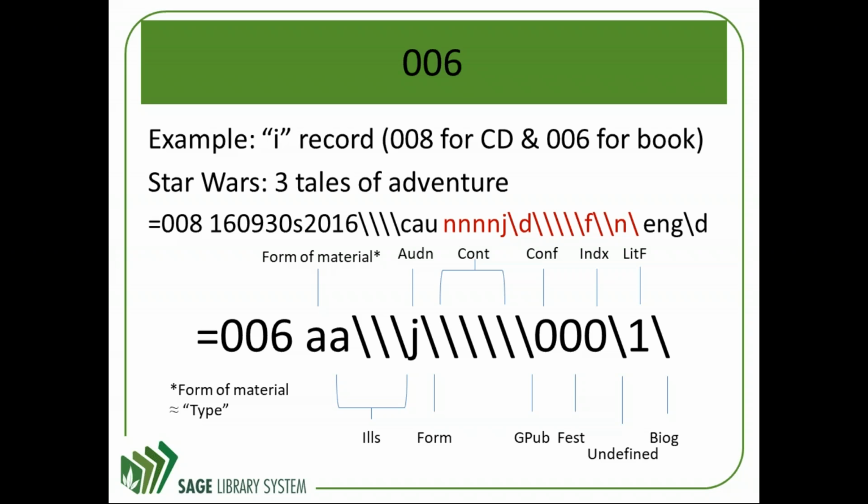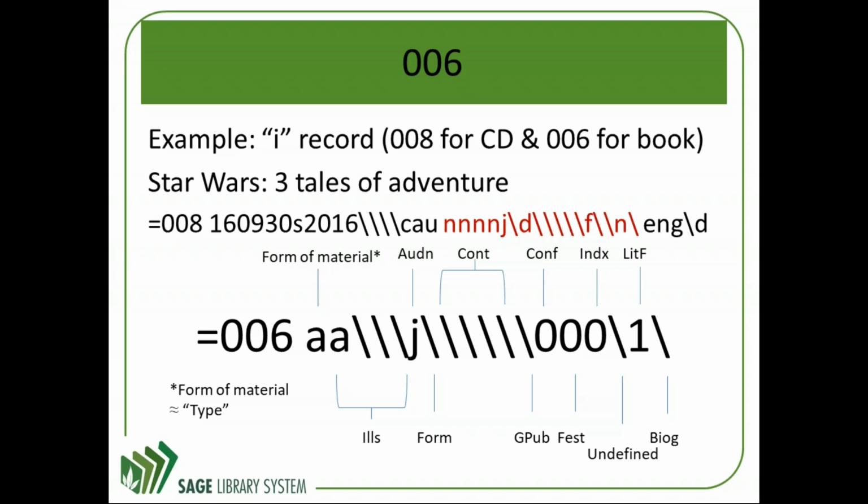But in this case, obviously, if we're looking at the record for Star Wars: Three Tales of Adventure and we look up in the fixed field boxes, what we're going to see in the type box is an I, right? Because this is for the book, we need to remember that the form of material position should not be what you see in the type box of the fixed fields. So here it's A for book.